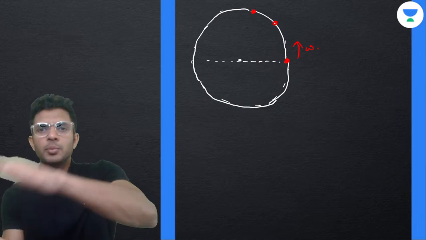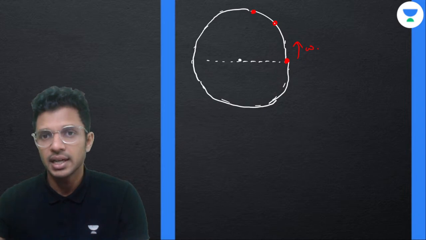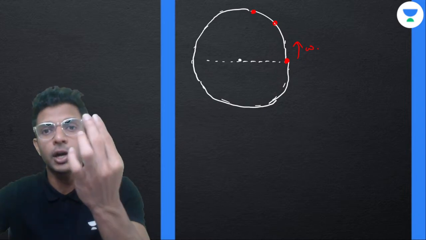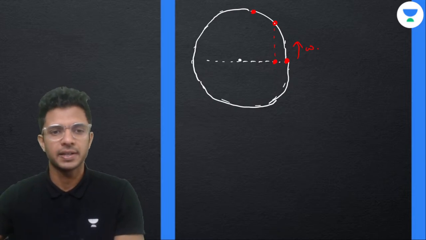Now, during the motion of the particle in that circular motion, don't look at the entire motion. Just look at the shadow of the particle on the x-axis. If I make a shadow of this particular particle on the x-axis, where will it be? It will be here, right? Its shadow will be here, isn't it?